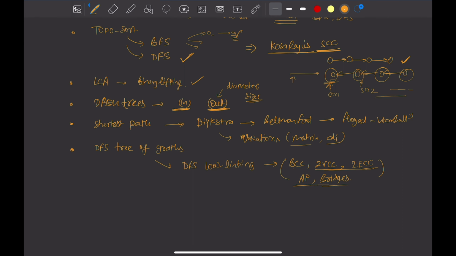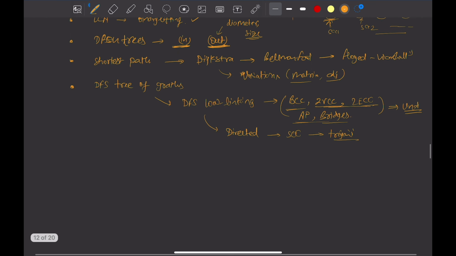These are clear. So this was for the undirected graph, and DFS low linking was also used for directed graph to find the strongly connected component, which was the Tarzan's algorithm. And once we find the strongly connected component, we can also create the meta graph of that. I think last problem I solved was this only. For the meta graph, since it is a directed acyclic graph, it can have questions on DP also.